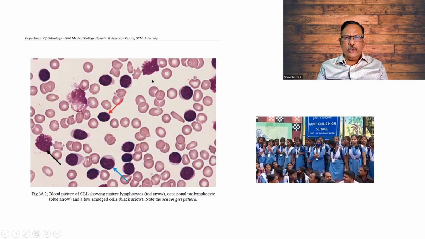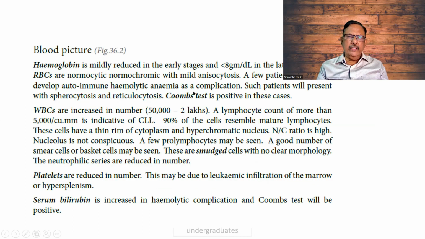And there is a uniformity among the cells, and hence look at this picture over here, the girls wearing the school uniform, and it is described as a schoolgirl pattern. For heaven's sake, please do not write only schoolgirl or college girl. Please describe it completely. The blood picture is, you find that the hemoglobin will be less than 8 grams. RBCs are normocytic, normochromic. There can be a mild hemolytic anemia, autoimmune hemolytic anemia, wherein Coombs test is positive.